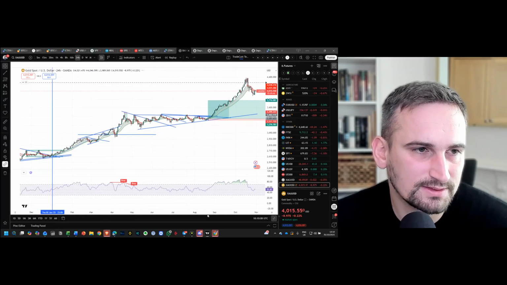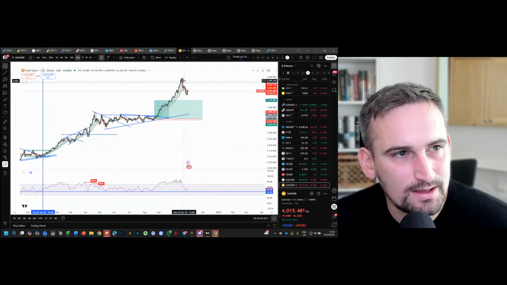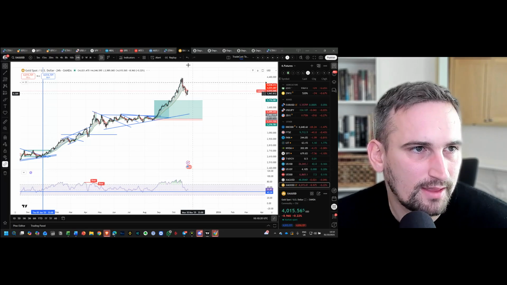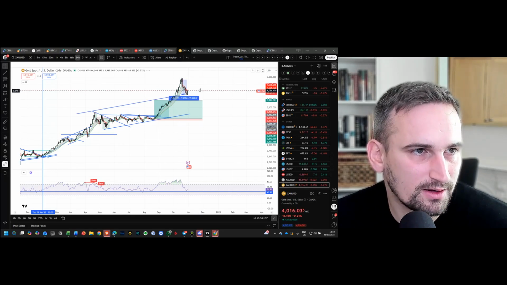Don't know why this is moving like this. Okay. So as you can see, it moves up higher, comes back down. 4.3 was the key level.